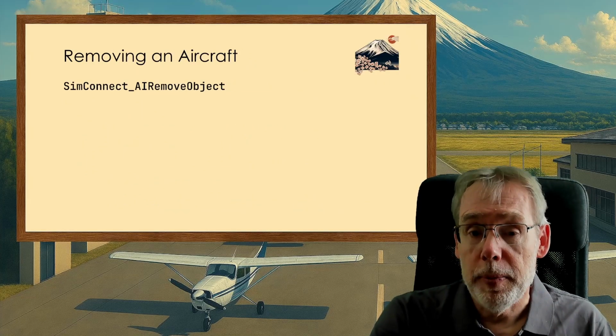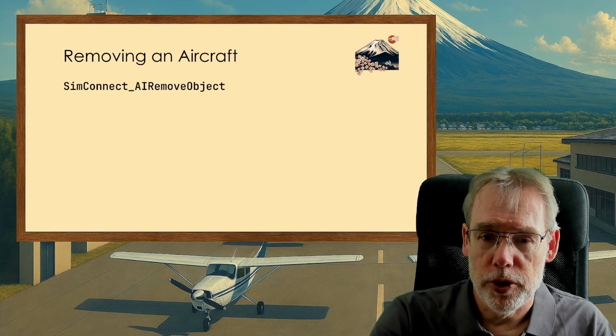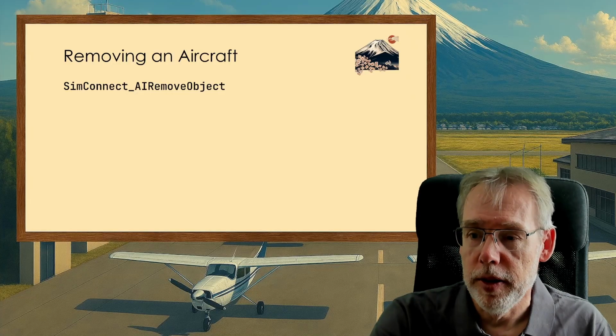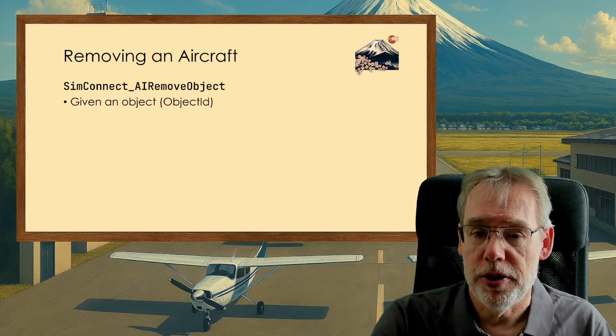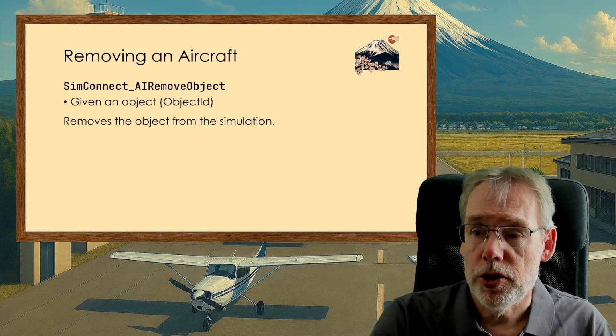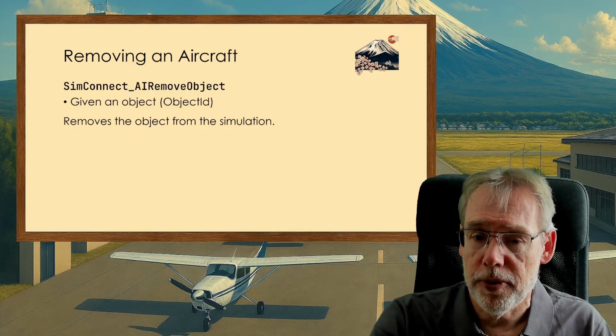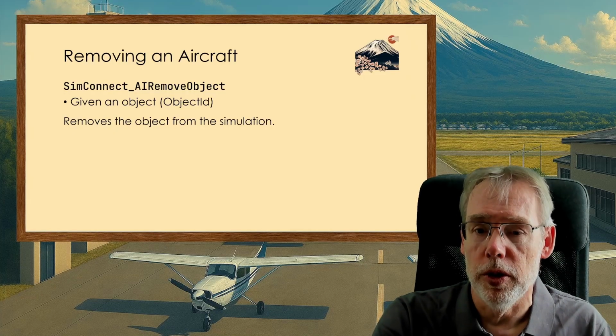So if we want to remove it, then we also have, of course, the call SimConnect AI remove object, where you specify an object ID. This will remove that object from the simulation and you should no longer see it.